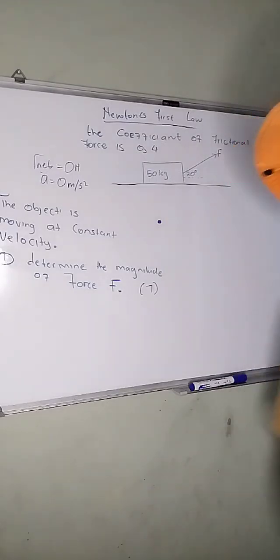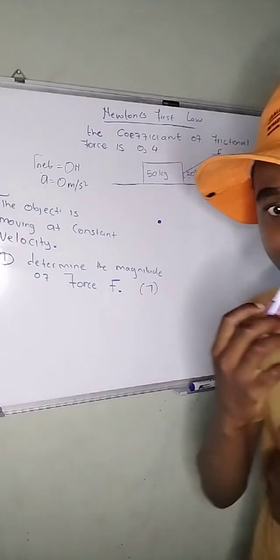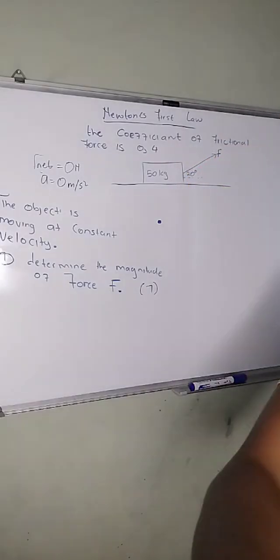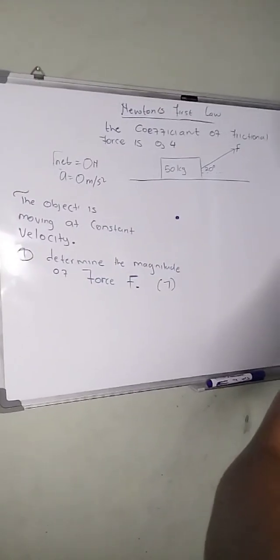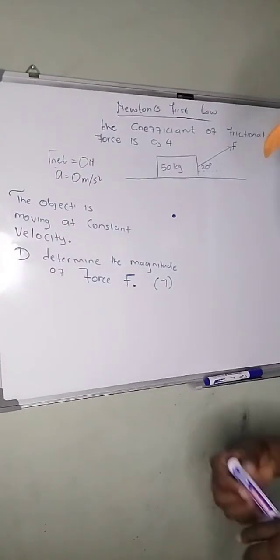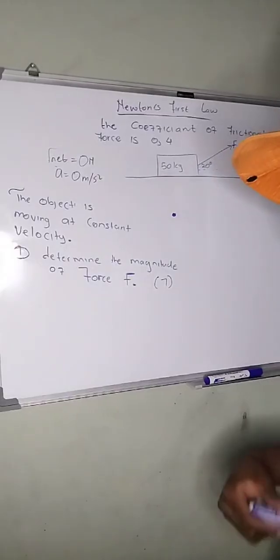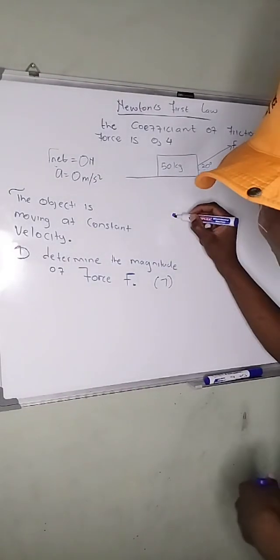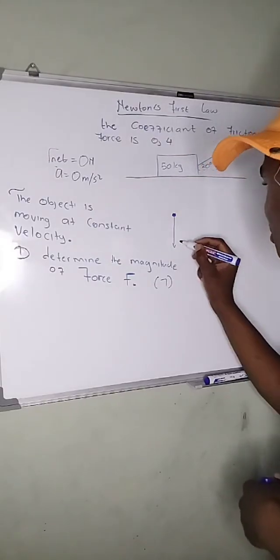Okay, let's draw the free body diagram. What forces do we have here? Let's name the forces that we have. Okay. We have Fg.